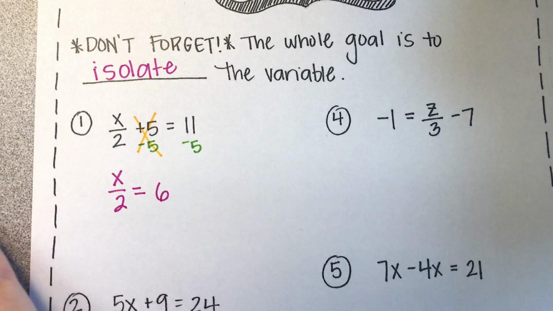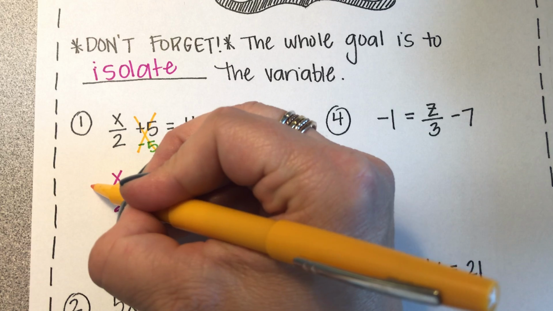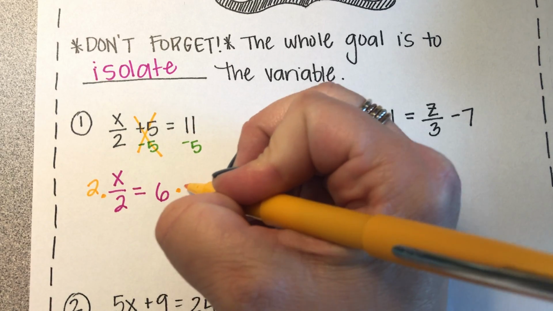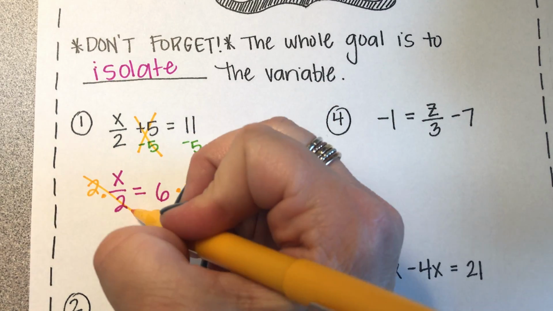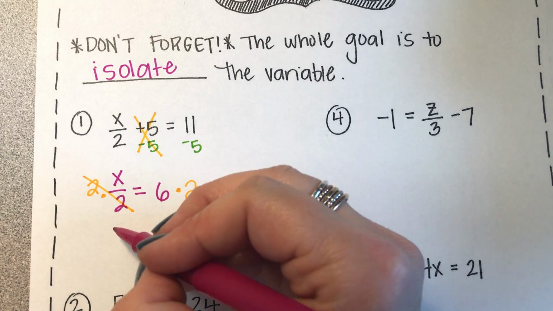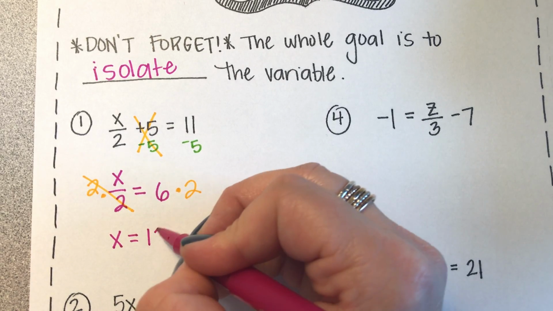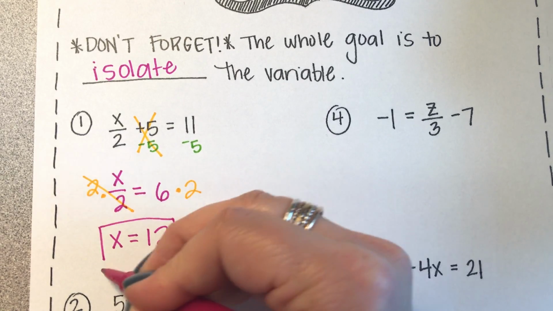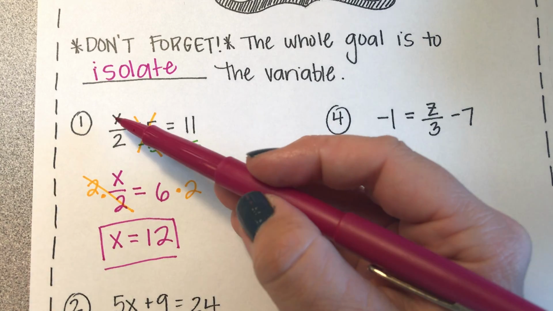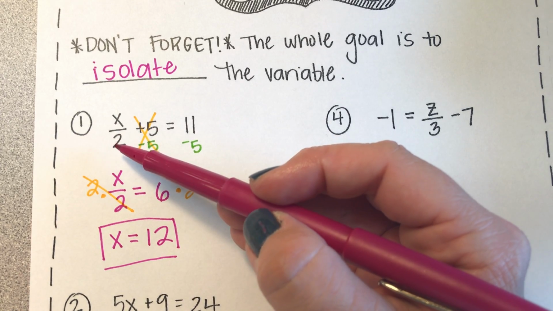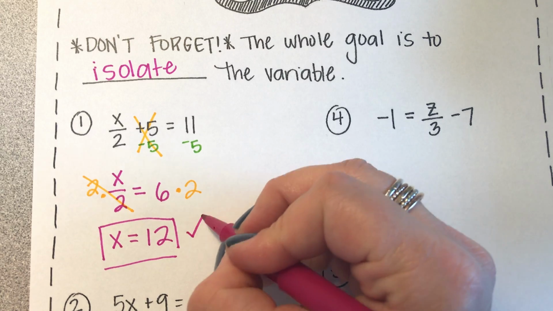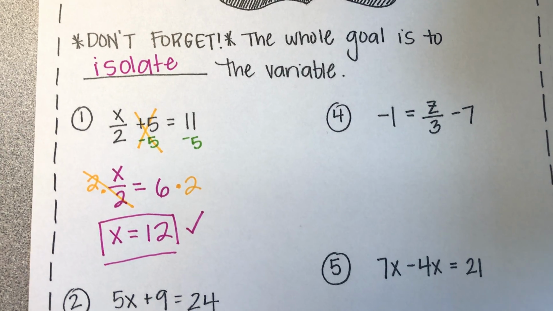Now it's just like yesterday. It's one step. The opposite of dividing by 2 is to multiply both sides by 2. When I multiply by 2, I'm left with x equals 12. And I can plug that back in. 12 divided by 2 is 6. 6 plus 5 is 11. I know I got it right.